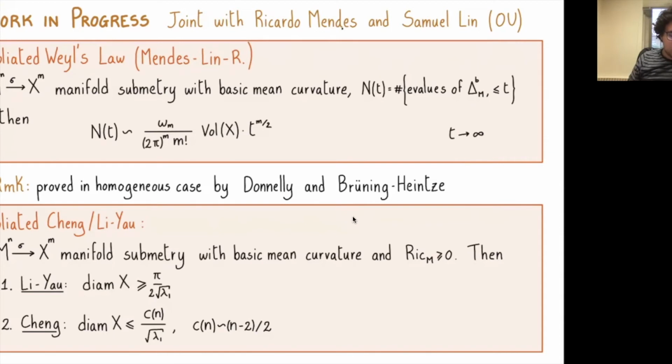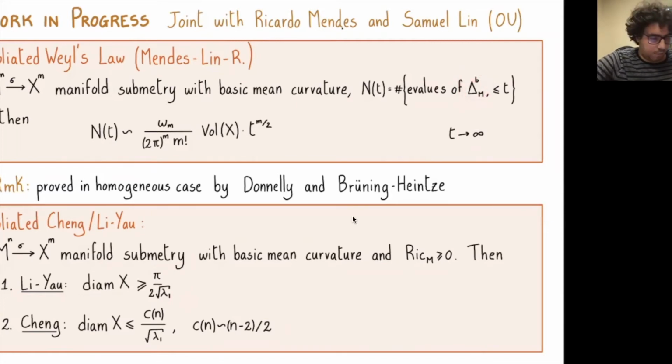The next result really only gives us some bounds, some estimates on the diameter, but I guess it is still something. In here also you have to add the requirement of non-negative Ricci curvature. So once again, the moment we have a manifold symmetry with basic mean curvature, then essentially a foliated version of Li–Yau says that the diameter of the quotient is bounded by pi divided by 2 times the square root of the first eigenvalue of the basic Laplacian.